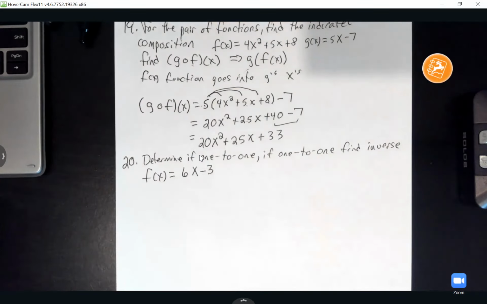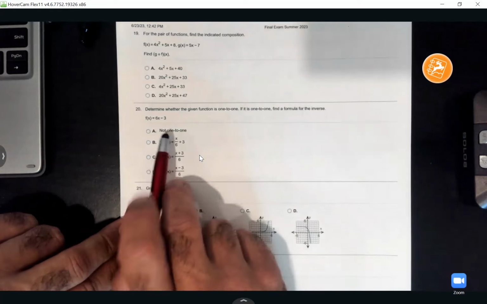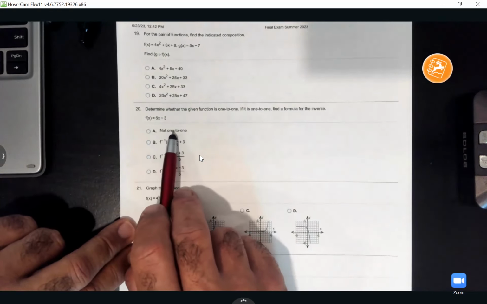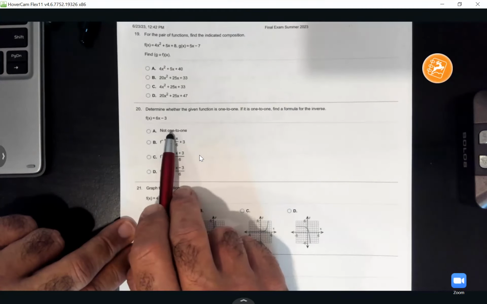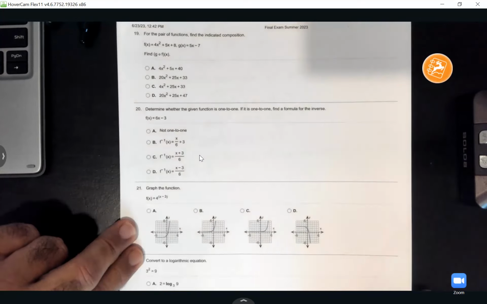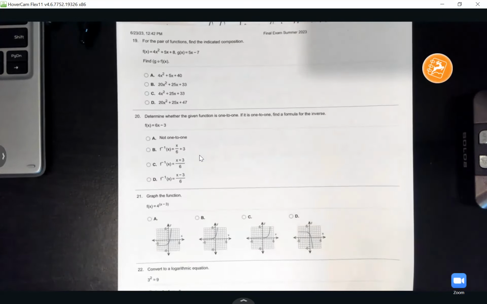Now let me show you what you don't want to put. Y'all see this answer A that says not 1-to-1? If you click not 1-to-1 and you put A on that, you will miss it. Every single one of us will have an inverse on this, okay? So just letting you know ahead of time on number 20, if you click not 1-to-1, you're missing it.